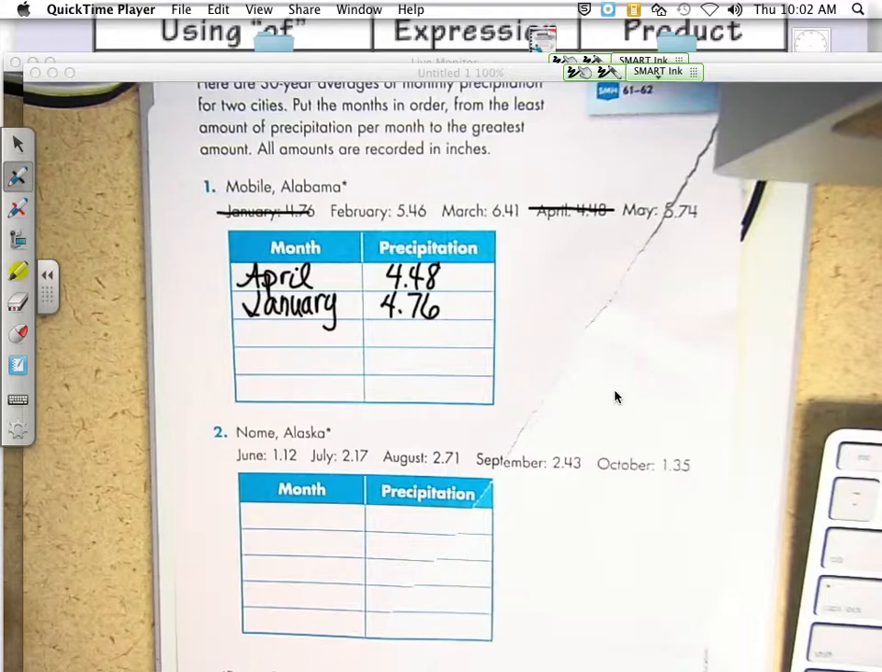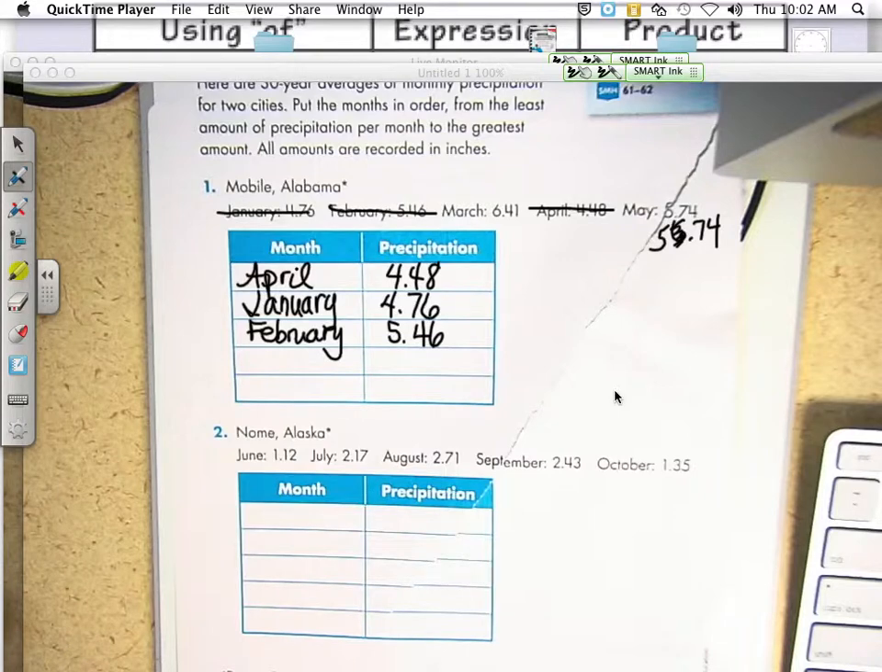February. Can you tell me how much rain occurred in February? 5.46. Okay, how do we read that? Whole numbers first. 5. What do we say in place of the decimal? And. 5 and 46 hundredths. Good job. February's taken care of. Can you remind me what this is? This 6.74? That's 5. Oh, it's a 5.